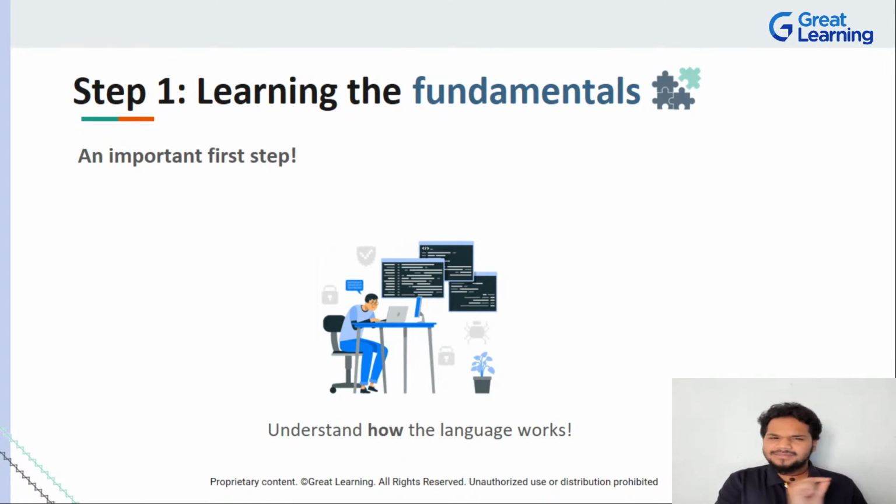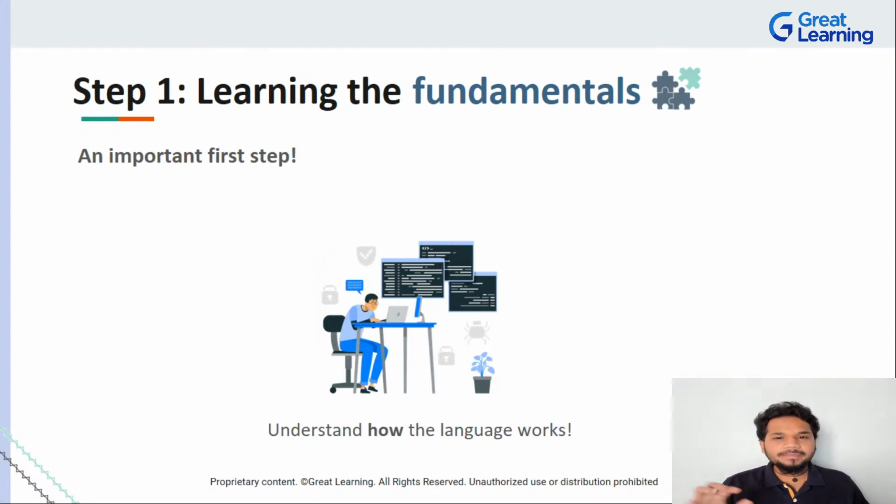Okay, fantastic. Now let's talk about step number 1, ladies and gentlemen. It's all about learning the fundamentals. When I say fundamentals, what do I mean? I am not talking about, hey guys, please start learning about int, float, or how to go on to the print statement, how to input, how to output.